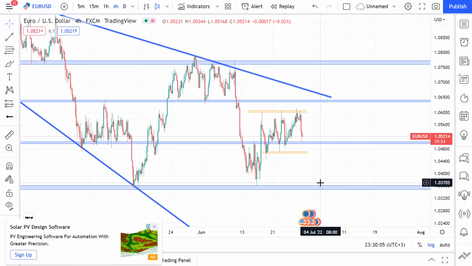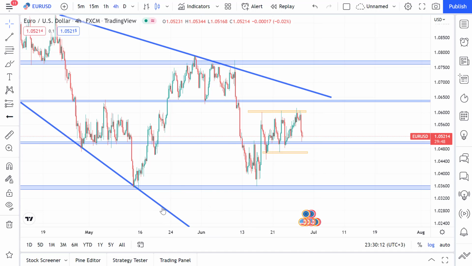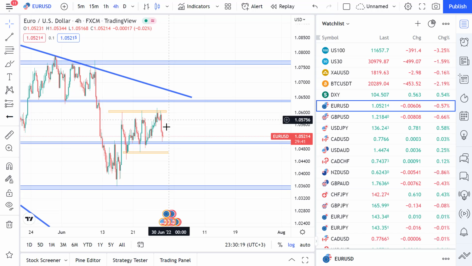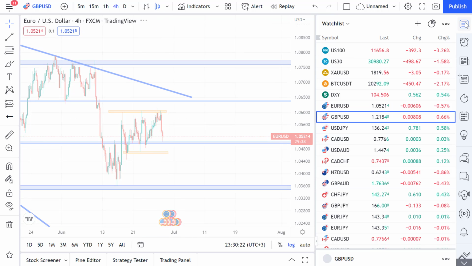1.03. We didn't have any news from Europe regarding the raise of interests in Europe. So that's why it was bearish today, and it happened something like this. All right.